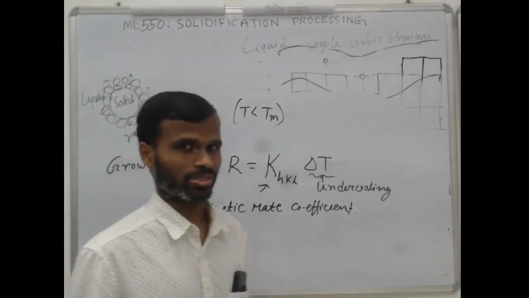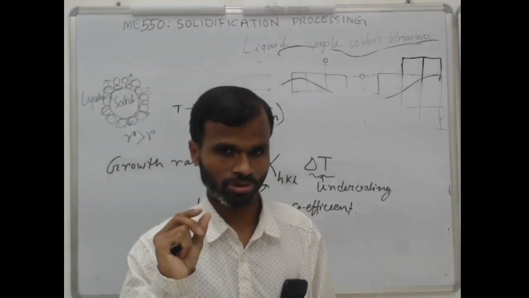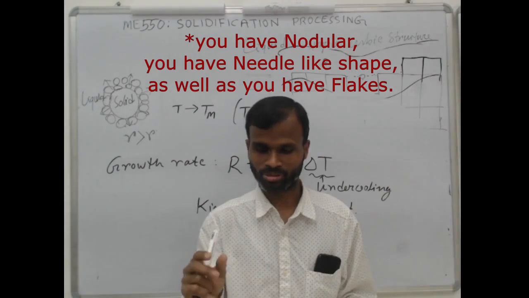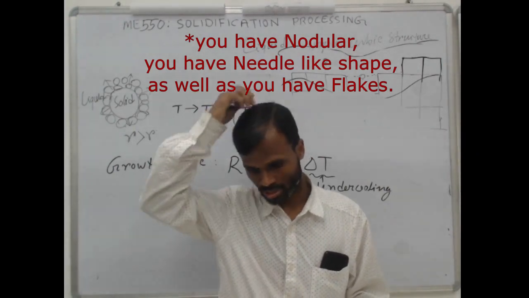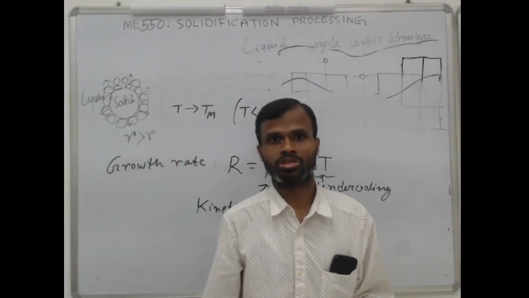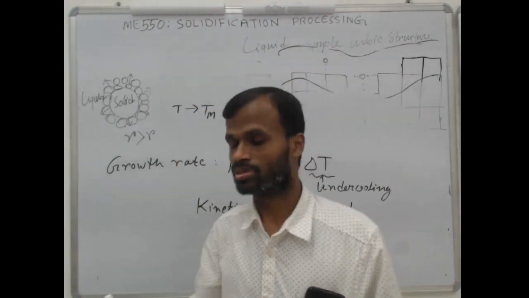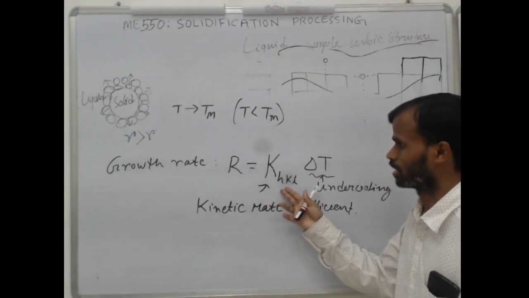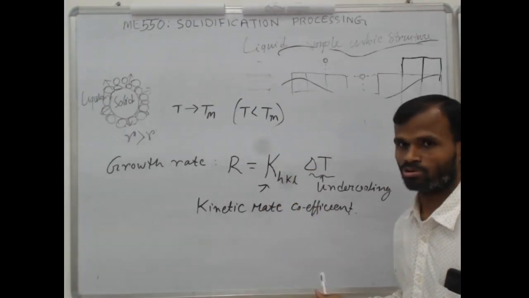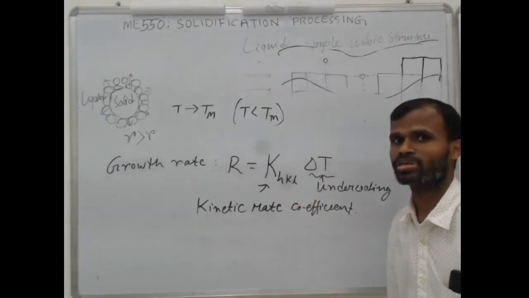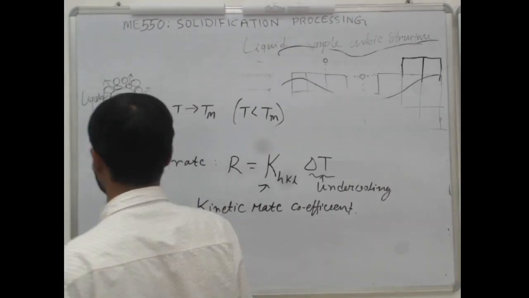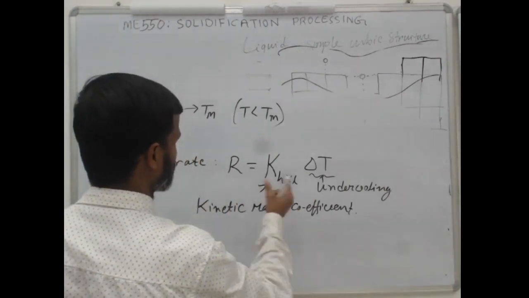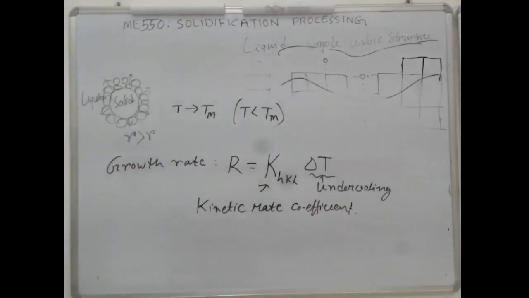You see, in the last lecture we had discussed the morphology of graphite. You have nodular, you have needle-like shape, as well as you have flakes. These are mainly because of different values of this growth coefficient for different crystallographic planes. So this you have to understand. Of course, everything is related. You cannot say one particular factor in isolation from all others. You have to see everything together.